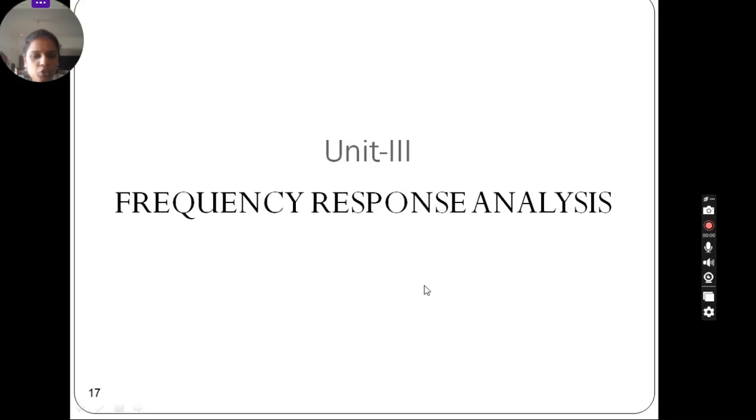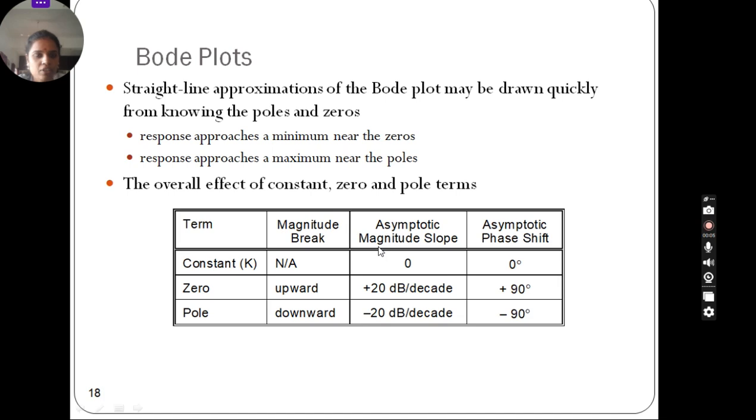System Engineering Unit 3 is frequency response analysis. In frequency response analysis, many plots, such as the Bode plot and polar plot, are available. First we are seeing the Bode plot. A straight line approximation of the Bode plot may be drawn quickly from knowing the poles and zeros of the system.